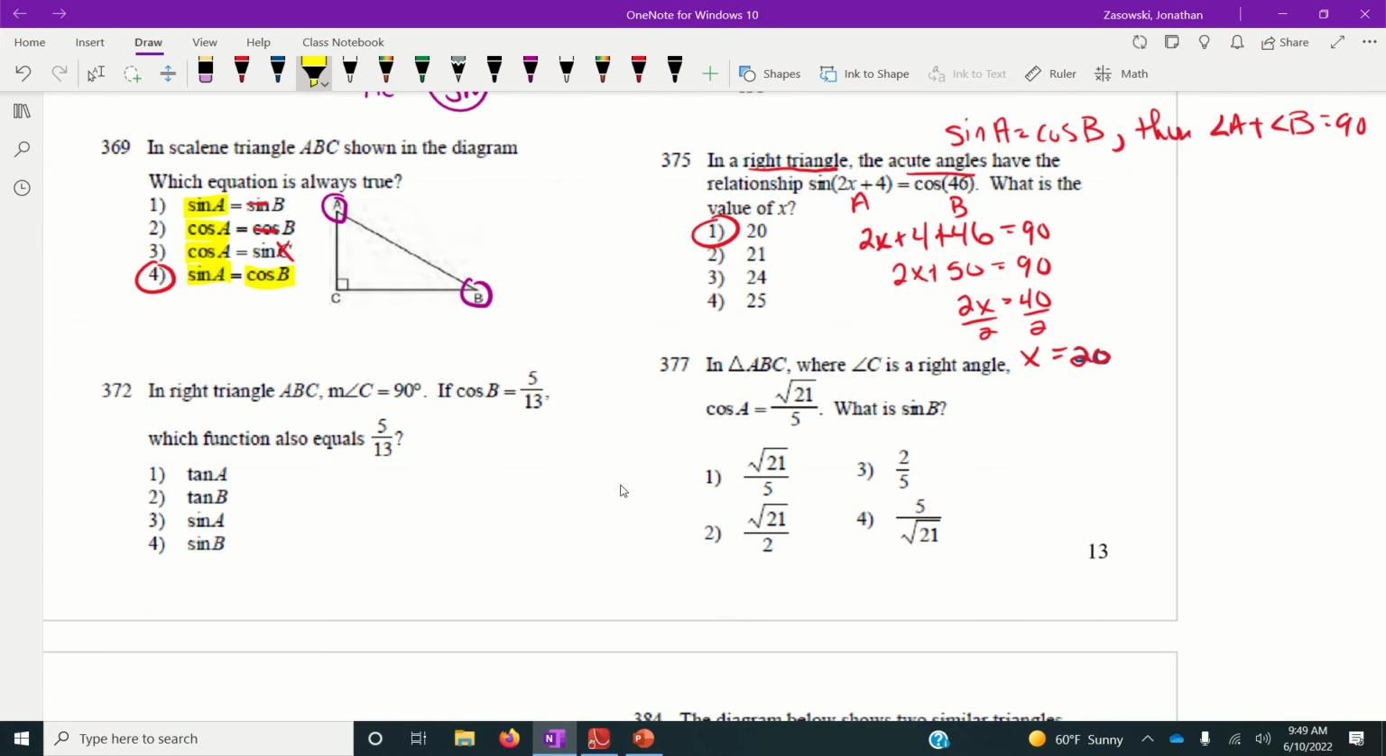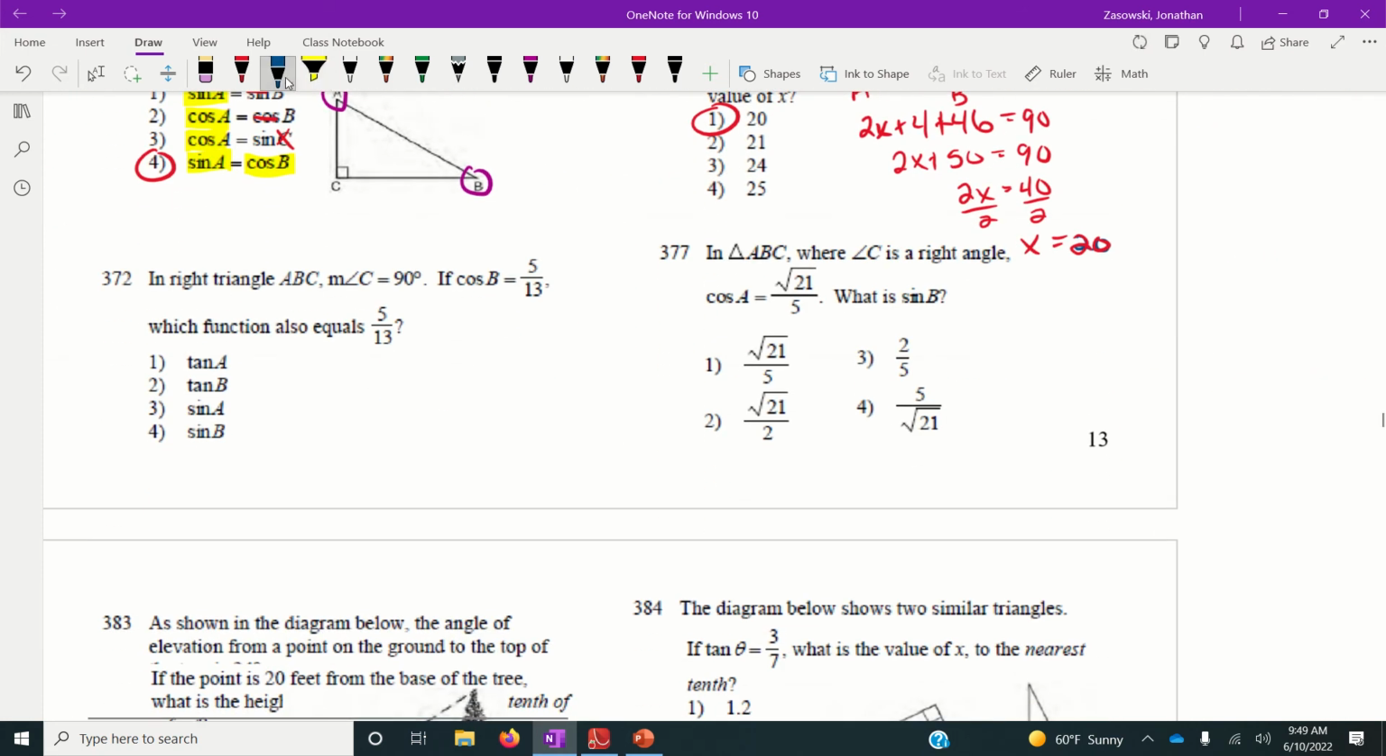All right, going down to 372. These two questions down here are giving you one of the ratios. So they're telling you what the ratio of the cosine of A or cosine of B is, and it's asking you to figure out another ratio. So what we're going to do, it's pretty easy, is draw ourselves a right triangle. We're going to label where angle B is, and then we're going to label the ratio. Now we know that angle C is the 90-degree angle. So if we do the cosine of B, the opposite side is across, the adjacent is next to, and the hypotenuse is listed.